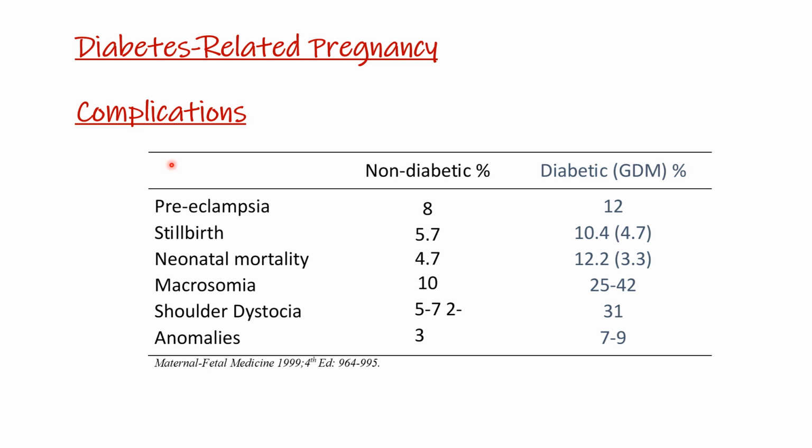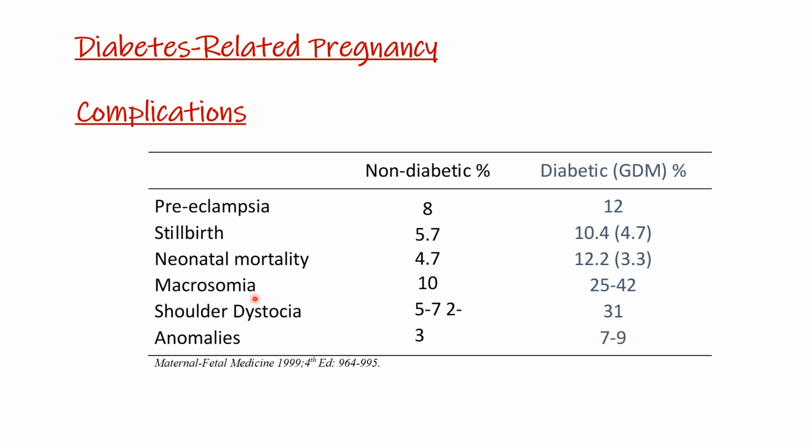So, diabetes-related pregnancy complications. These are complications that we develop in pregnancy when we have diabetes. Diabetes predisposes a patient to these conditions. As you can see here, for example, preeclampsia is high in patients who have diabetes mellitus. Stillbirth is also high, in addition to neonatal and maternal mortality. Macrosomia is a big baby.